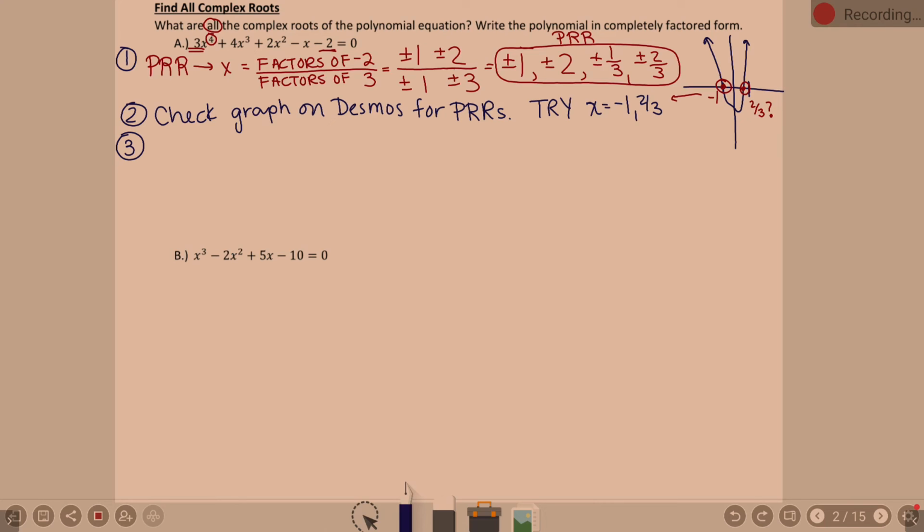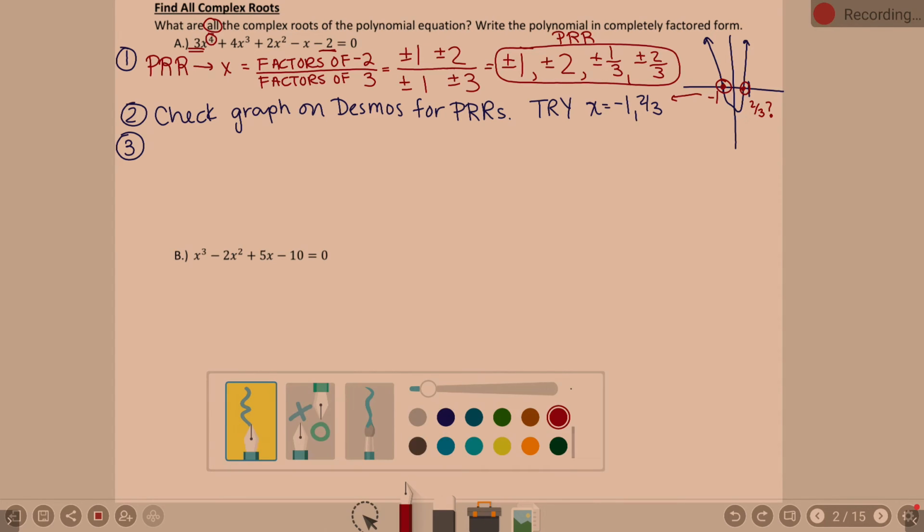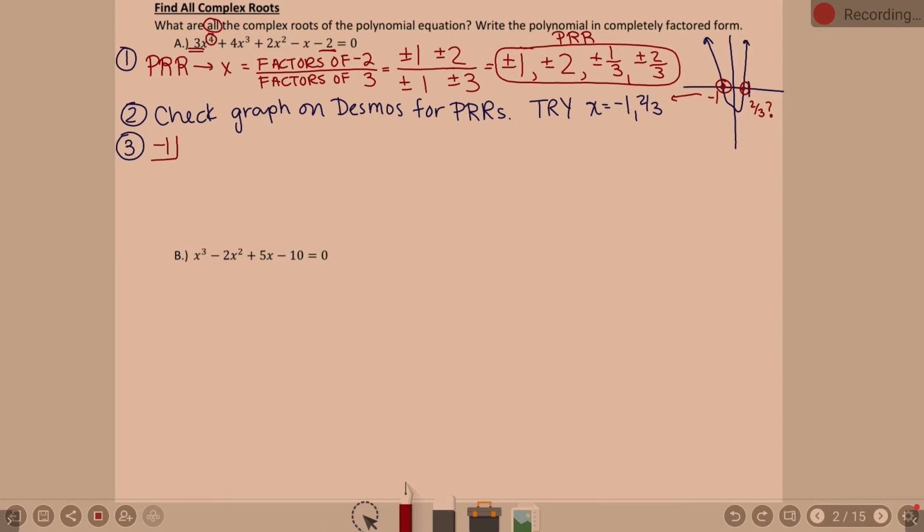Step 3, when I say try them with synthetic division, test them out and see what happens. I would start with the one I'm more confident with, and I'm confident with -1, right? I'm always more confident with those than fractions. So I'm going to start with -1. I'm going to put -1 in my box. What numbers go next to -1 for synthetic division? 3, 4, 2, -1, -2, the numbers that represent the dividend.